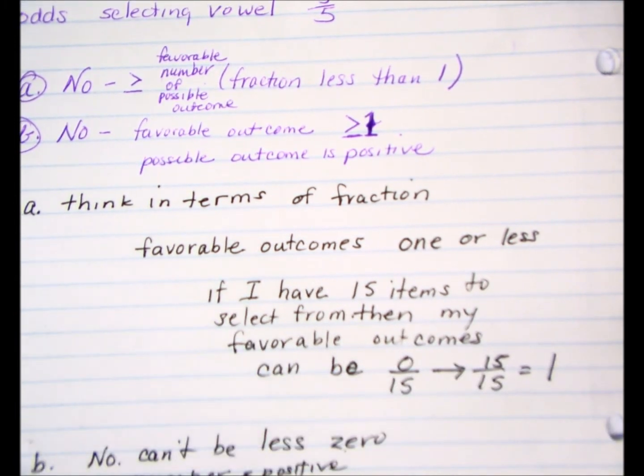The second question says, can a probability be less than 0? And again, no, it can't be less than 0. Number one, all numbers in probability are positive numbers. And in order to get less than 0, we would have to have something that's negative. So both answers to this is no.